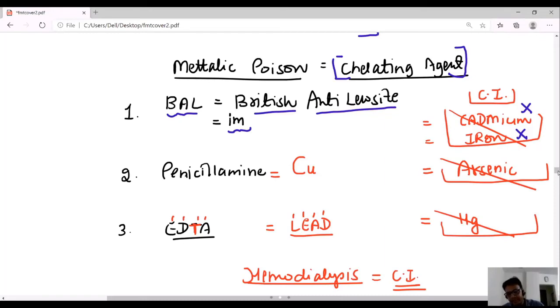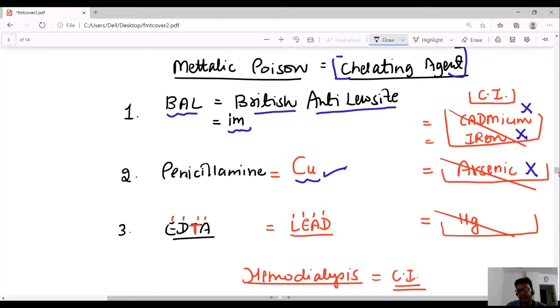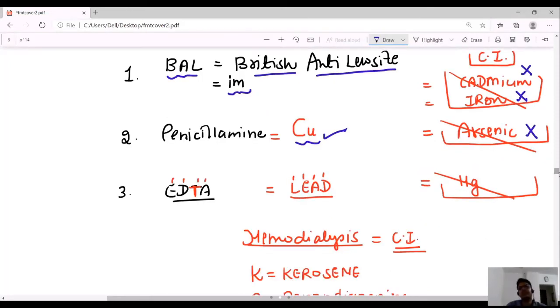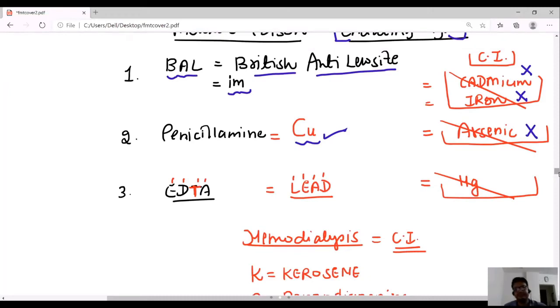Penicillamine is a chelating agent given in copper, and it is contraindicated in arsenic. EDTA is given in lead. It is contraindicated in mercury.